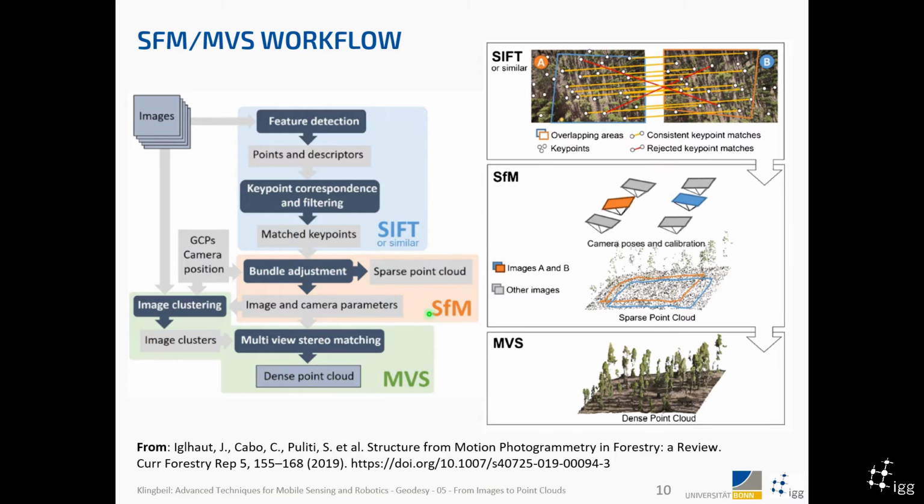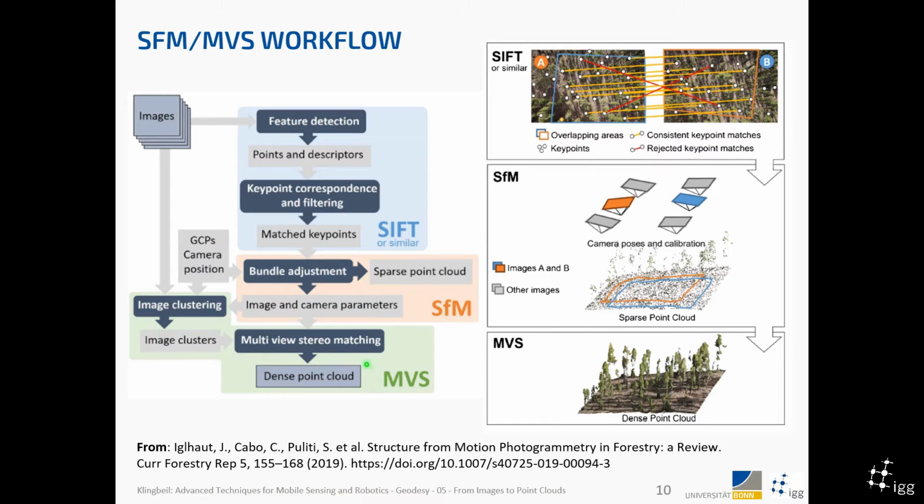And then there is the part which is called SfM, the structure from motion, which is this bundle adjustment that I've said before, which then estimates all these points and all the camera poses using this bundle adjustment. In this part, there can also be the so-called georeferencing, which can be done by the known position of the cameras or known position of ground control points, which are somewhere in the image.